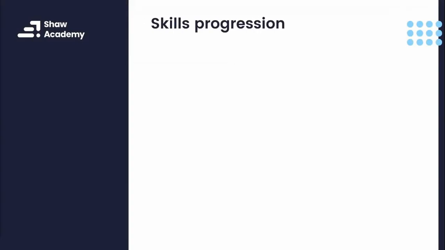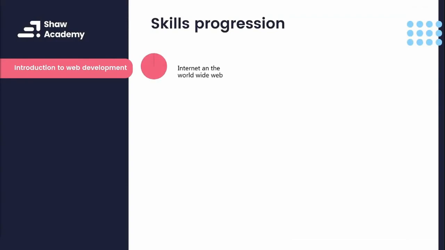Now, in terms of our skills progression, we first of all had a look at the introduction to the World Wide Web. And here we just had a brief discussion of the internet and the World Wide Web. We also touched base on networking and web server basics, which was mostly theoretical. And then we also identified front and back end scripting languages required for web development.